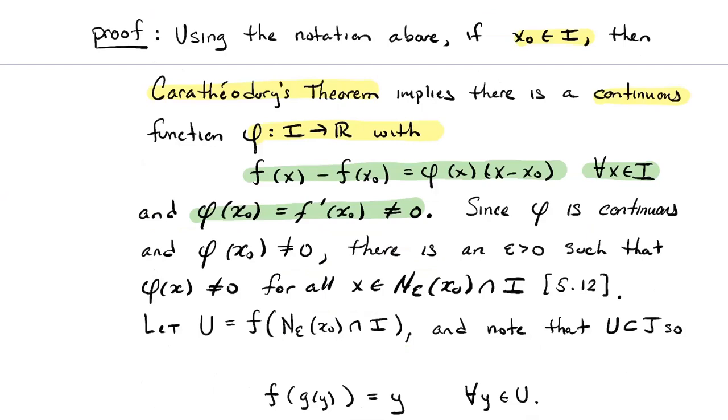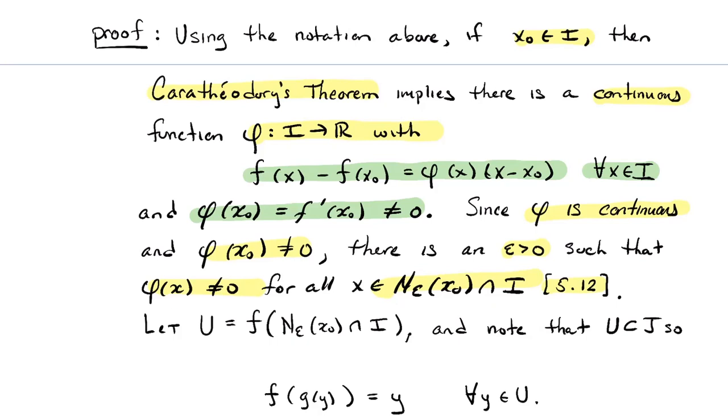Okay, so phi is a continuous function. It's not zero at x naught, so there's a neighborhood upon which phi isn't zero. That's a theorem from chapter 5. If a continuous function isn't zero somewhere, there's actually a neighborhood of that point on which it's not zero. So there's a little open interval centered at x naught that phi is not zero on. I'm calling that open interval N sub epsilon of x naught. Of course, that whole interval might not be in I. That's why I'm intersecting it with I, right? Because I need to make sure that it makes sense to plug into the function phi.